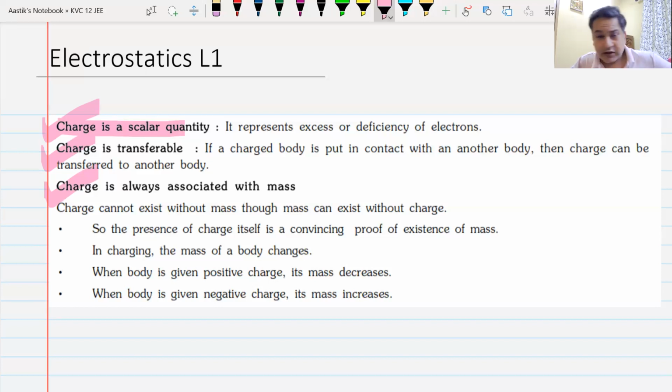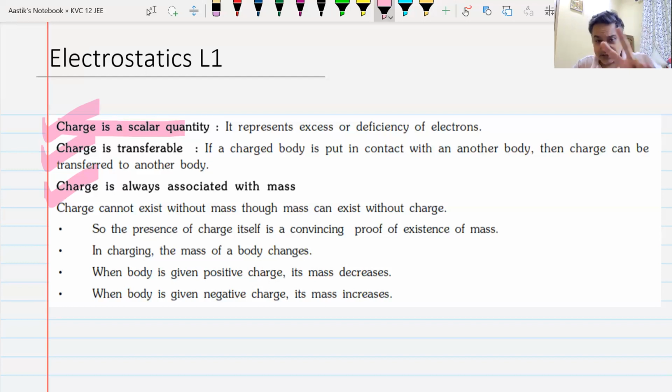Now remember, we say that a proton is positively charged. Yes or no? A proton is positively charged. Who told that the charge is positive? It's an assumption. We assume that the charge on a proton is positive and the charge on an electron is negative. That is a pure assumption.